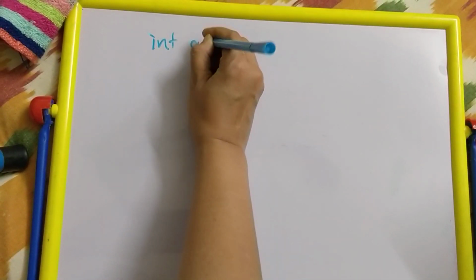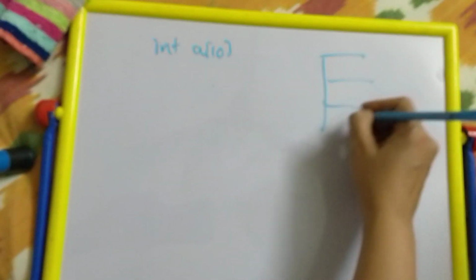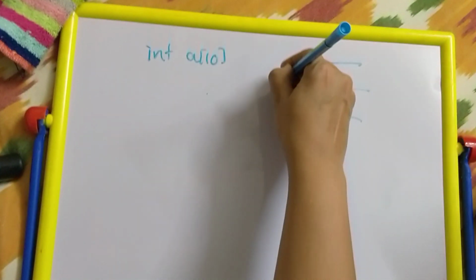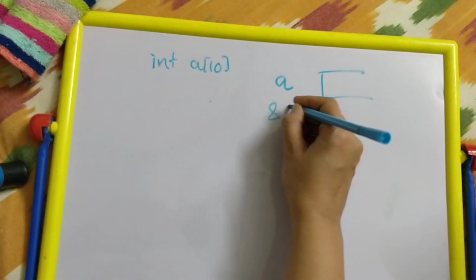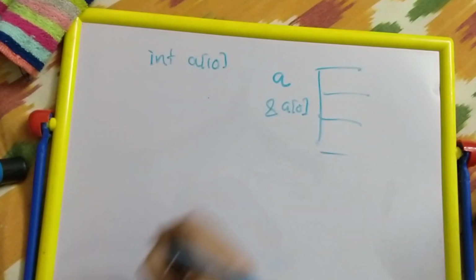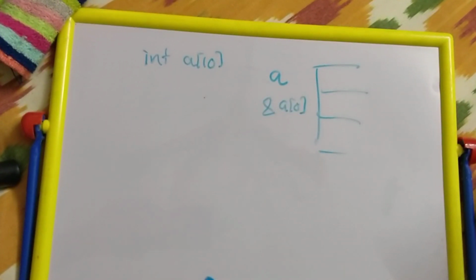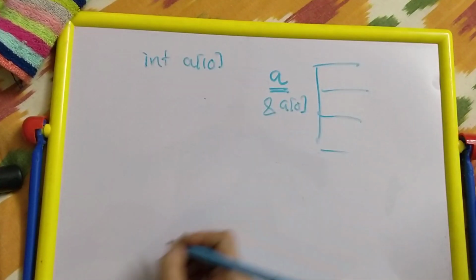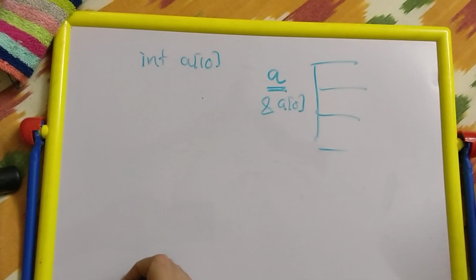When you are defining integer A of 10 and the memory is allocated, your A represents the address of the 0th element. When you simply write the variable name, when the variable is an array, your array name indicates the address of the 0th element.